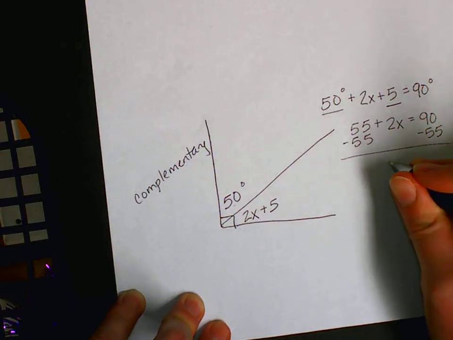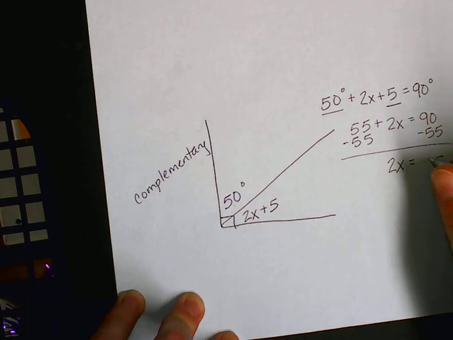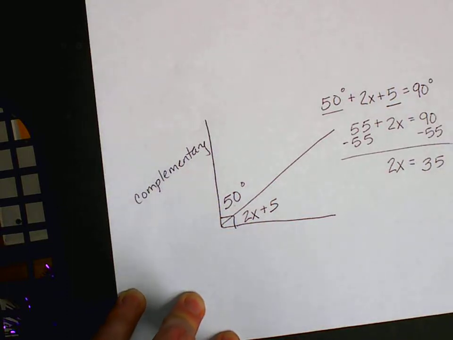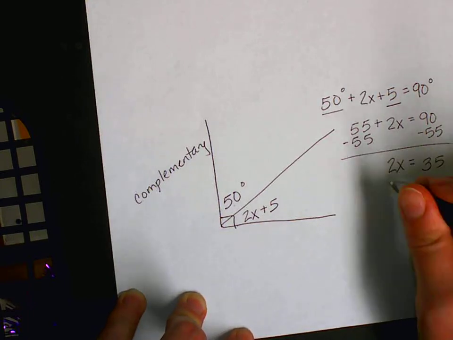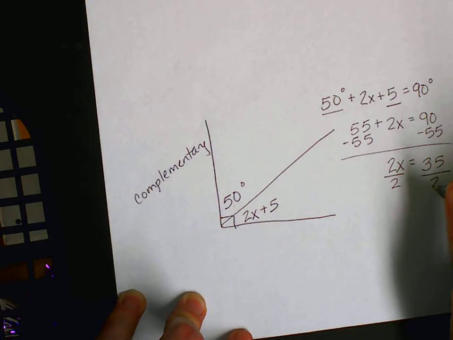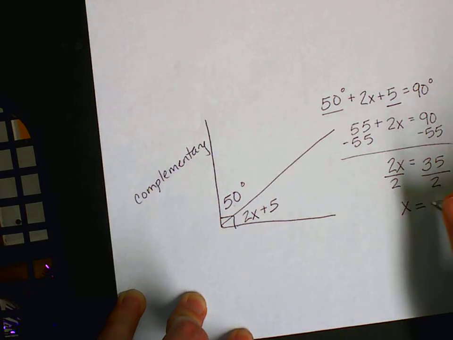And so when I do that, I have 2x left over here, and this is going to be 35. And then once I have this, I'm going to divide by 2. So x is going to equal 35 divided by 2, or I can write that as 17.5.